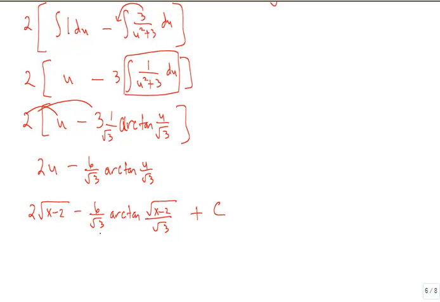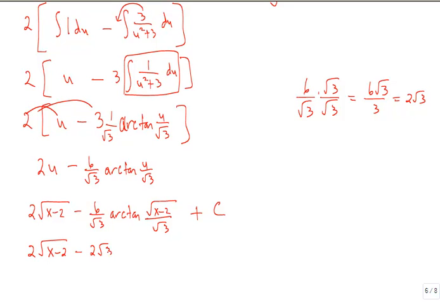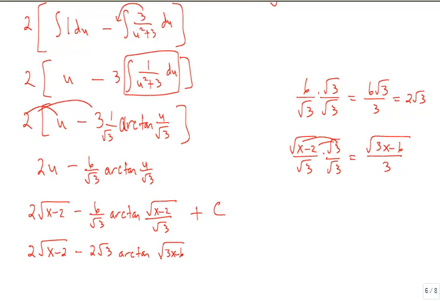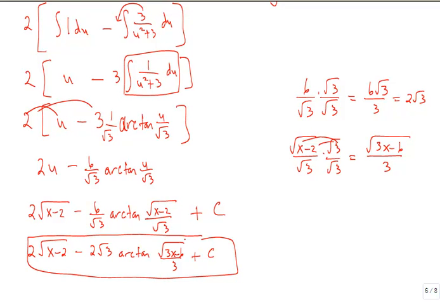I don't mind having radicals in the bottom, but if you didn't like that, or if you were checking your answer in the back of your textbook, it would probably rationalize the denominator by multiplying by root 3's. So this would become 6 root 3 over 3, which is 2 root 3. So this would be minus 2 root 3 arctan. And then if we have square root of x minus 2 over root 3, and I rationalize that denominator, then this would be the square root of, if you distribute that 3 across, 3x minus 6 over 3. This is just an option. Okay, usually I don't bother doing that unless I really need to make it look nice. Okay?